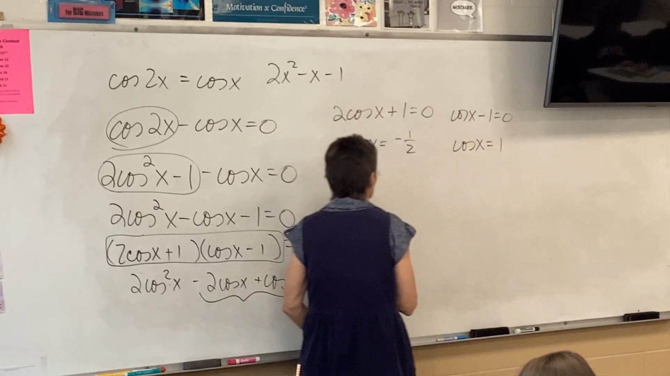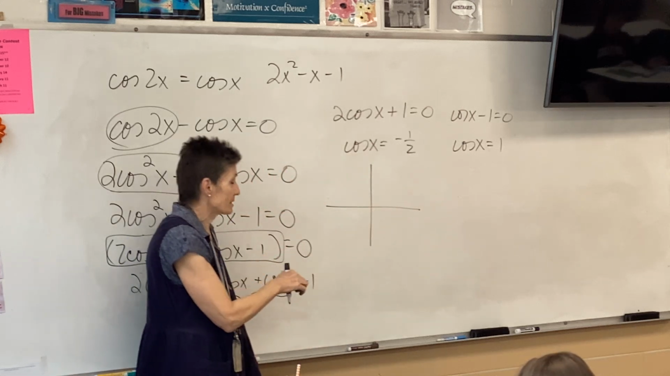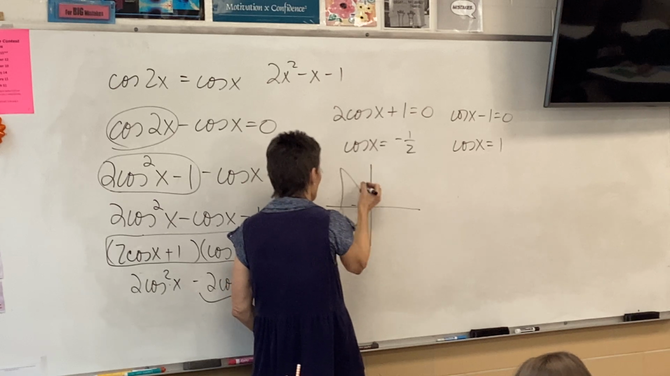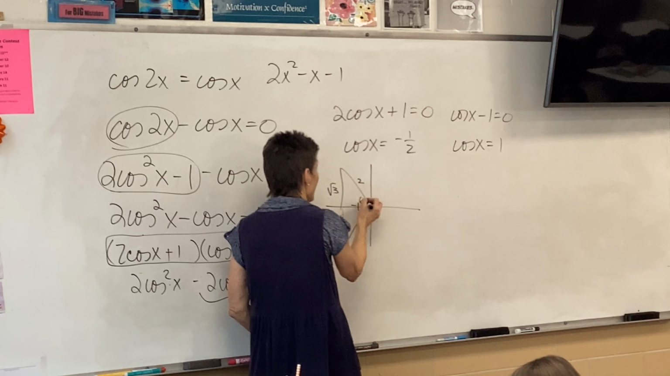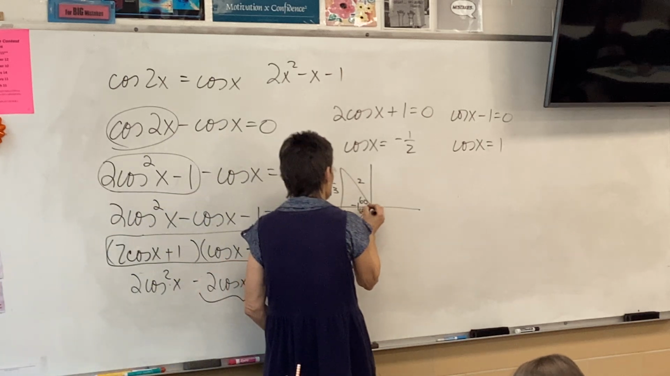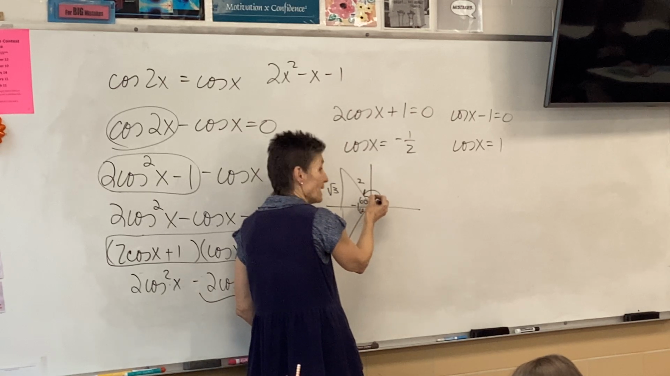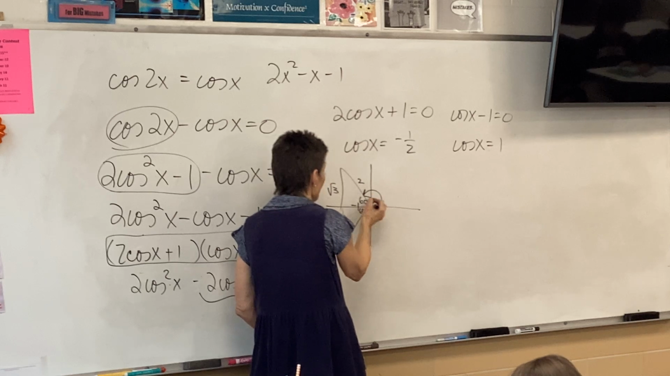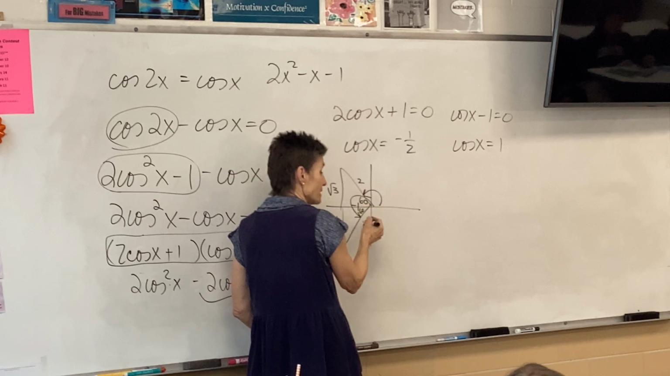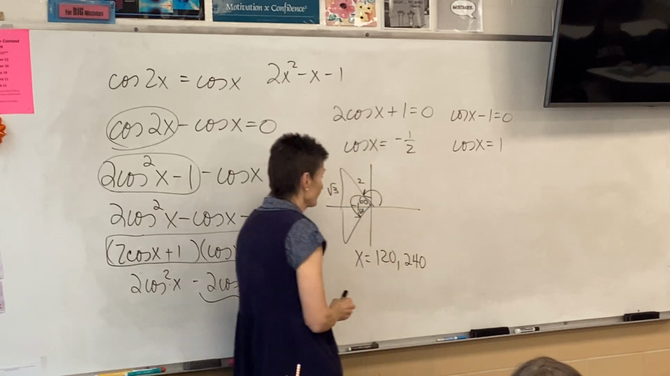So where is cosine negative? Second or third. Second and third. And negative 1/2 means our angle is again 60. So it's 120 and 240. That would be 180 minus 60, which is 120, and 180 plus 60, which is 240.